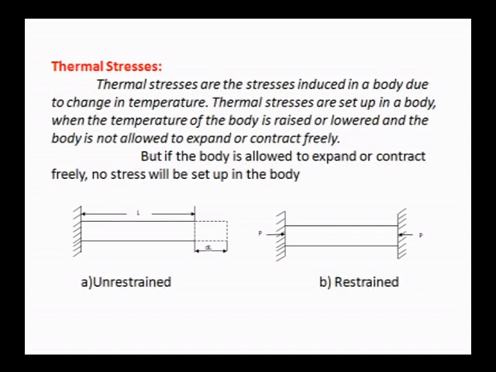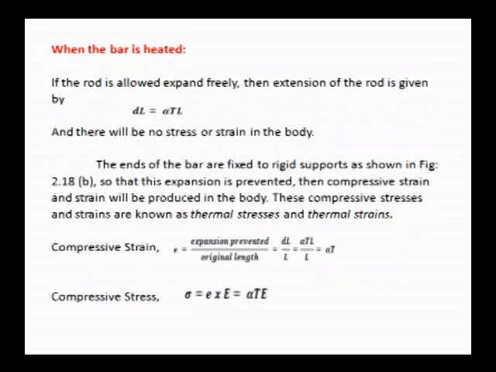The other case I have given is restrained. Restrained means both ends are fixed. In the restrained condition, both ends are restrained, so there is no space for elongation, so it shrinks. I mean, it increases the dimension in the other direction. In the unrestrained case, it causes tension. In the restrained condition, it causes compression.